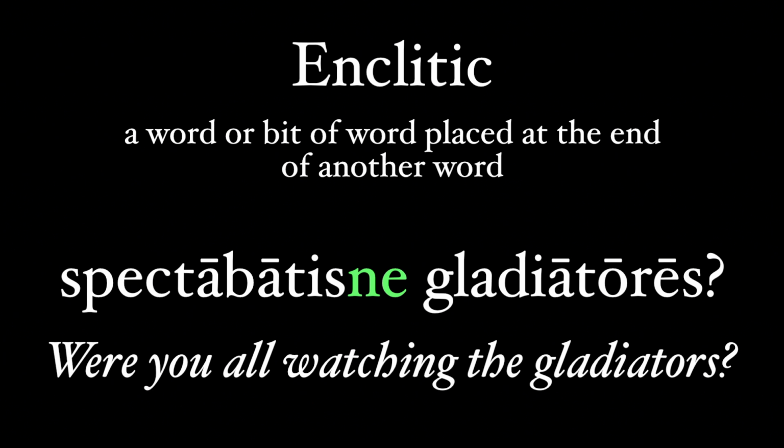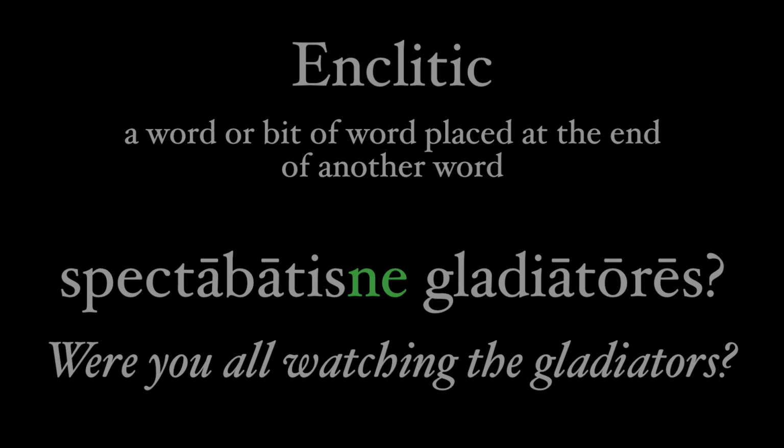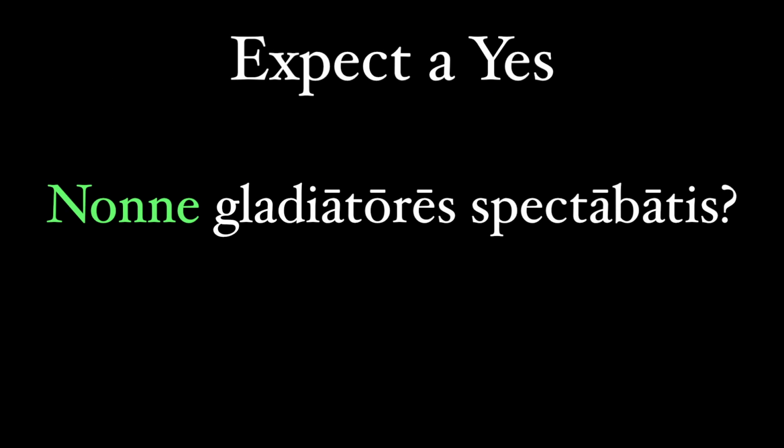But what if you have an idea of what the answer to the question is? So say you're pretty sure the answer is yes. Instead of just putting a -ne on the end of the first word, you would instead use nonne to introduce the question. "Nonne gladiatores spectabatis?" Now it's a bit trickier to translate. We can't just switch around the subject and the verb because the expected answer here is a yes, an "itaque" or "recte." So instead in English, we do a couple of different things.